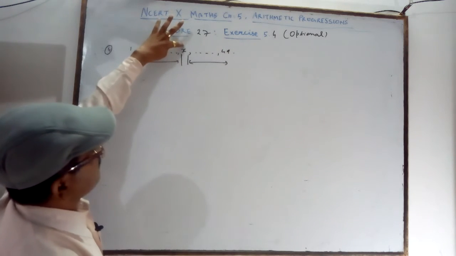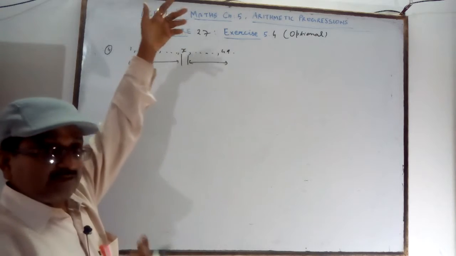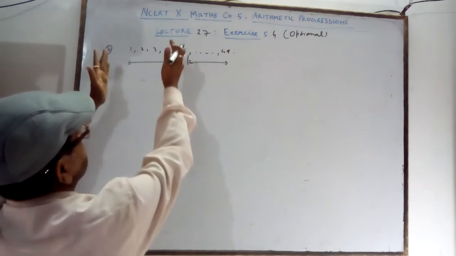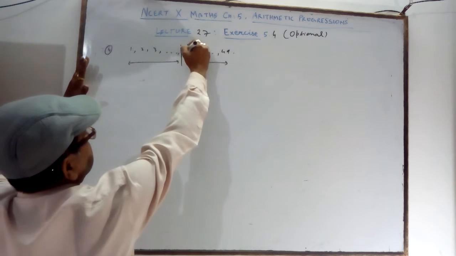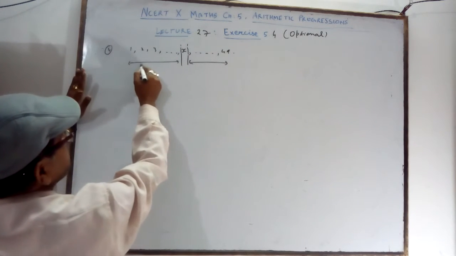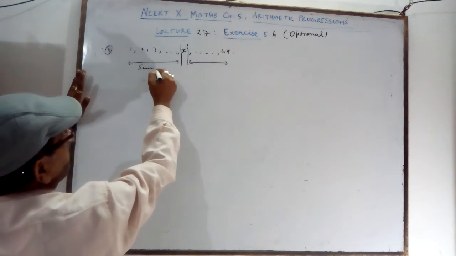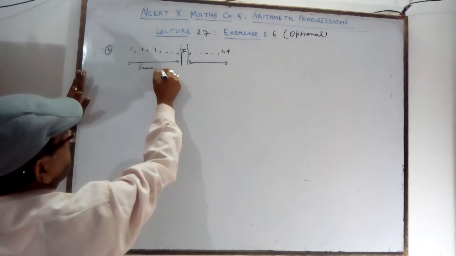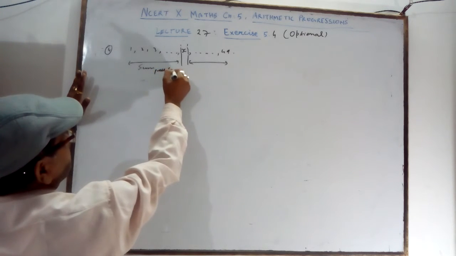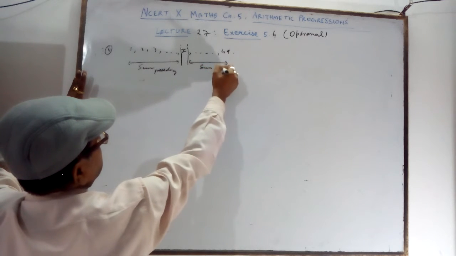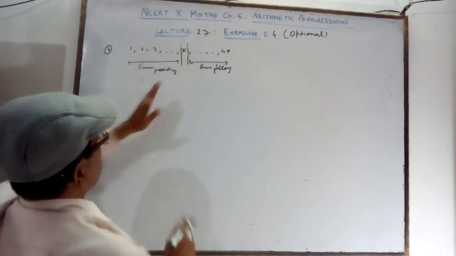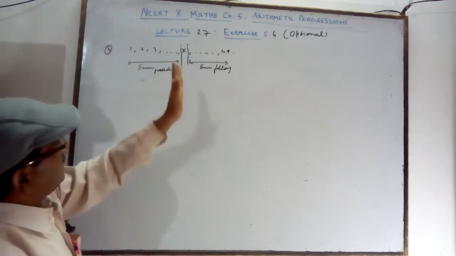X is a house number in the middle, or any place. Before x there is a sum, which is the preceding sum, and it is equal to the sum following, after this and before this. So what is the S n?